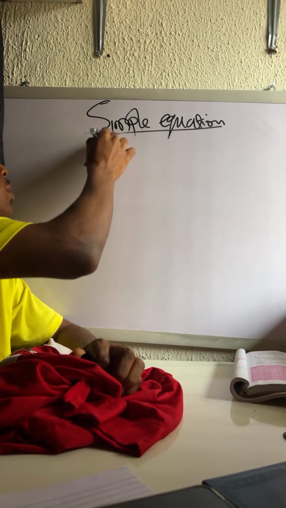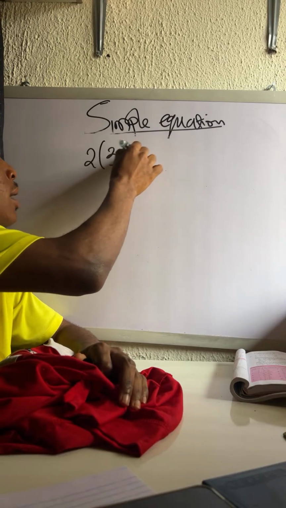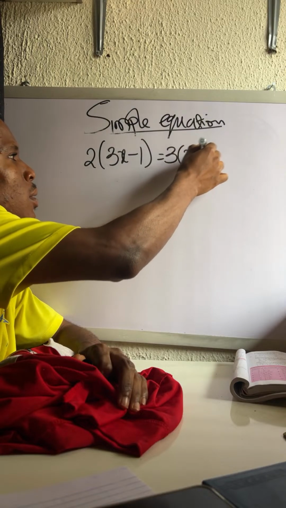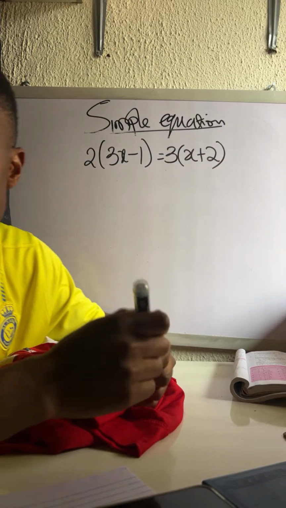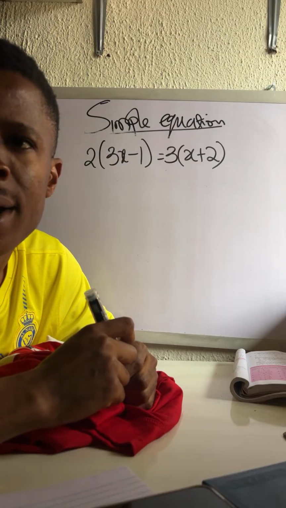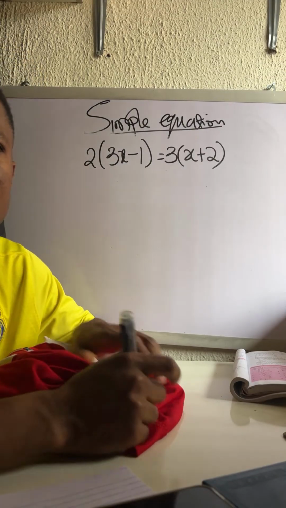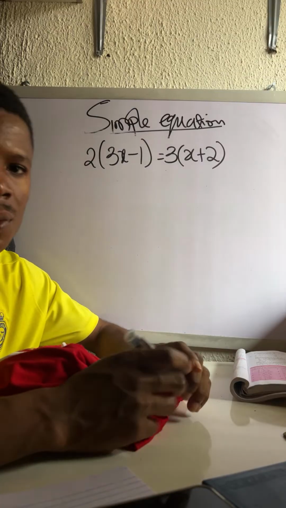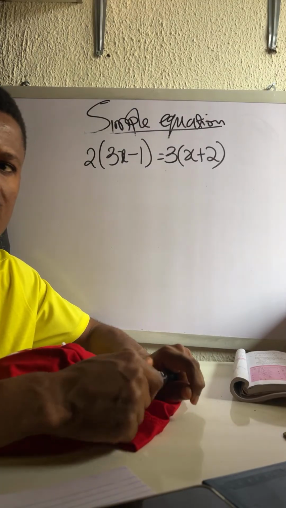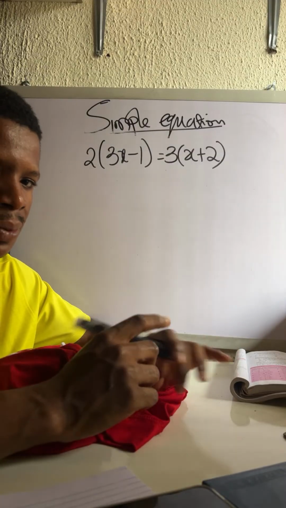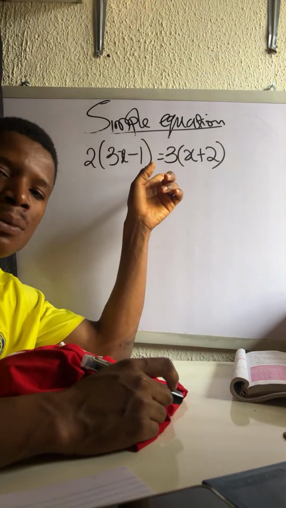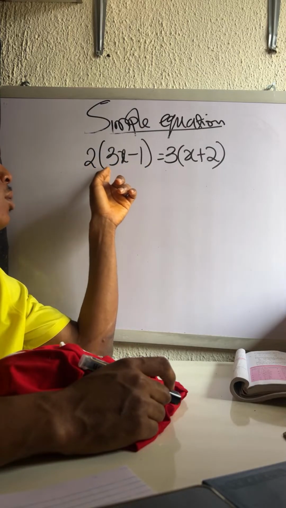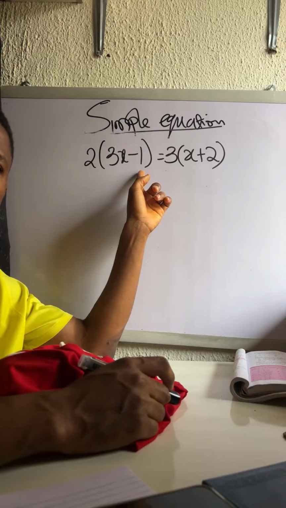Let's say we have 2 into 3x minus 1 is equal to 3 into x plus 2. Here we are trying to find the value of x. When we are trying to solve for the value of x in this type of problem, it is very simple. First, we have to open up the bracket, and to open the bracket, we use the number outside to multiply everything inside the bracket.